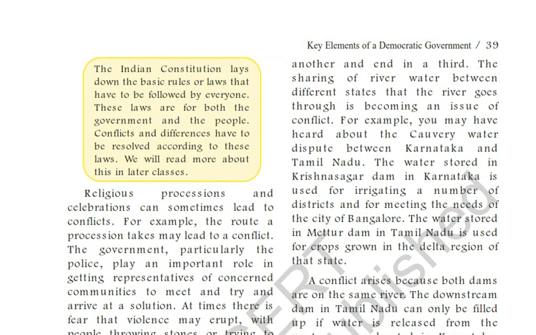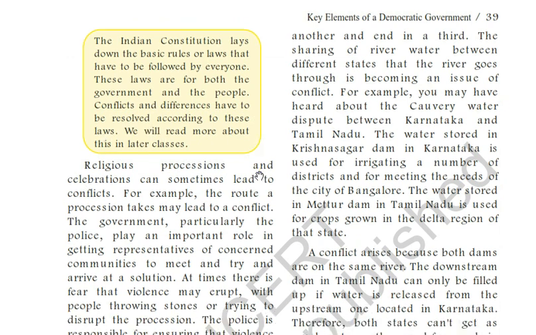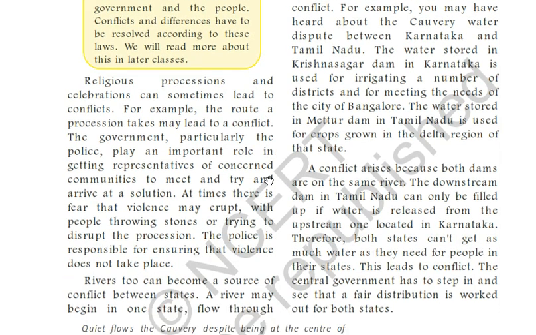So, the Indian Constitution lays down the basic rules or laws that have to be followed by everyone. These laws are for both the government and the people. Conflicts and differences have to be resolved according to these laws. We will read more about this in later classes.